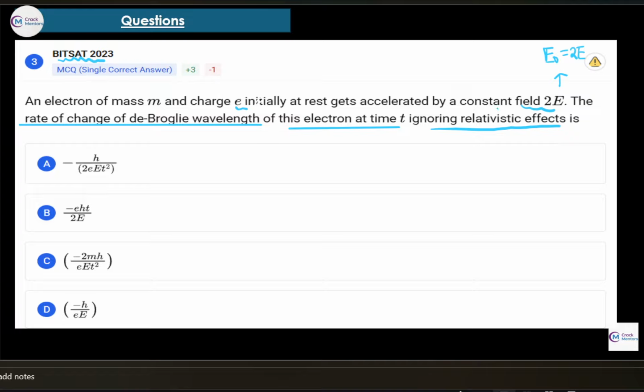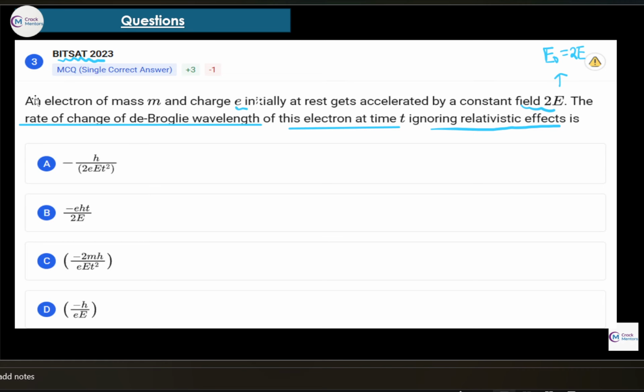Relativistic effects are basically some of the things that change when it is accelerated like that. So in this question, we have to ignore those effects, which may be observed. Okay, so I'm copying this slide. I'm going to solve it right here. This is the answer.